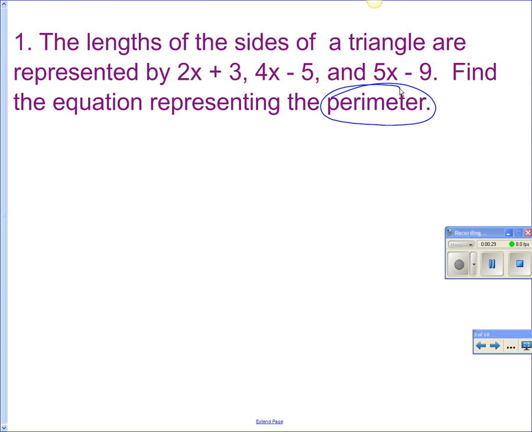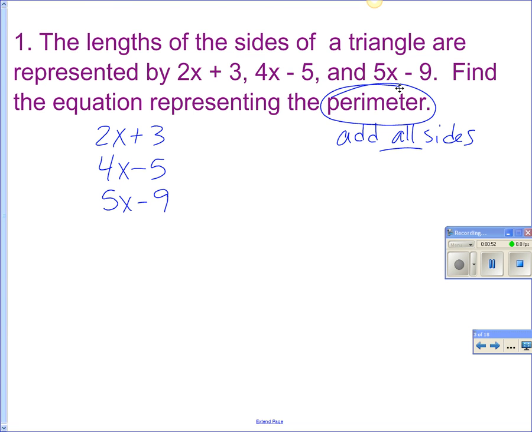Look at your foldable sheet. What does it say for perimeter? Add all the sides. Add all of them. Don't leave any of them out. So you're going to add 2x plus 3, 4x minus 5, and 5x minus 9. Those are the sides of a triangle, and they want the perimeter.